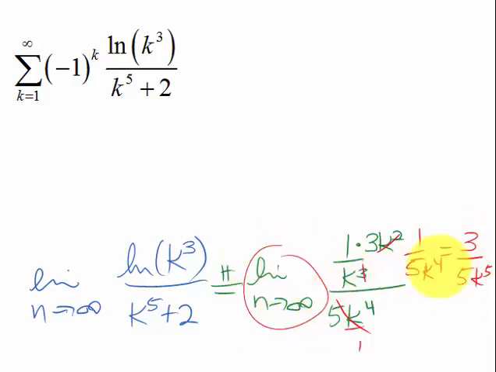We still have this limit out in front. And so, with a fixed numerator and a denominator becoming larger, in fact, this does go to zero. So the alternating series test says if the terms go to zero, the series converges.